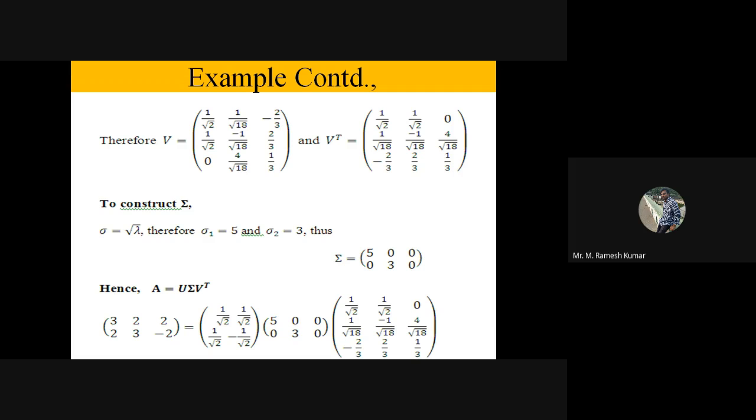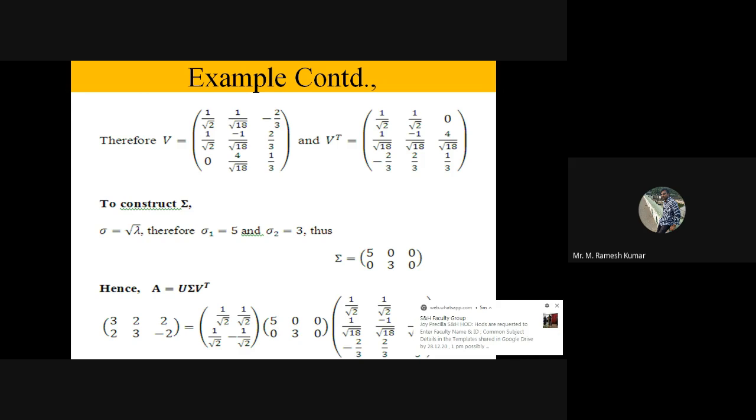Now we have to construct sigma. What is sigma? Sigma is a diagonal matrix. Its elements are the singular values. What is a singular value? Simply the square root of the eigenvalues. We actually have three eigenvalues, but for the first matrix we have only two eigenvalues, 25 and 9. Taking the square root, we get 5 and 3. Therefore, sigma 1 equal to 5, sigma 2 equal to 3. So the diagonal matrix sigma has 5, and the next entry is 3. That's all.